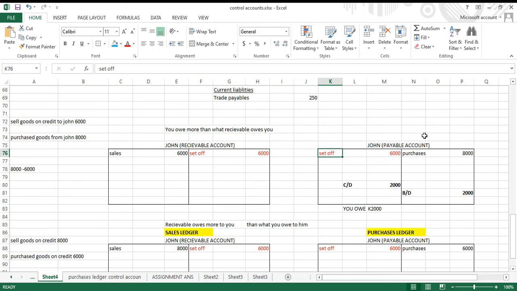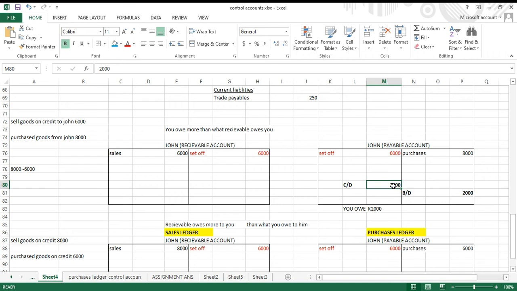So we're going to say 8,000 minus 6,000, and our balance carried down is 2,000. This is telling us that we owe John 2,000. So that's how we do a set off. This is the case where you owe more than what the receivable owes you.